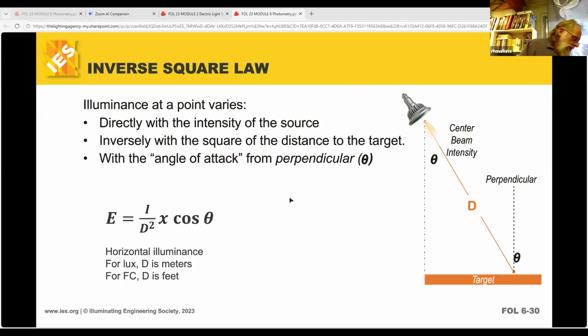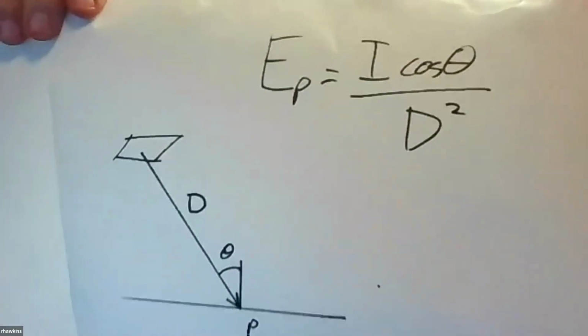I'm going to harp on cosine theta for a second. Here we go again. So share. Again, very low tech. All right.